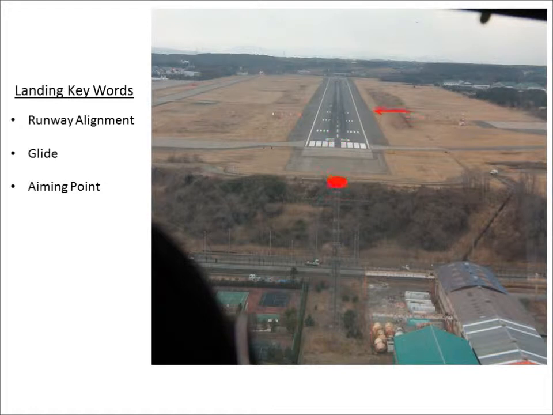If the aiming point moves up in the windshield, you will be landing before the aiming point and you will need to add power to lengthen the glide. If the aiming point moves down in the windshield, you will be landing beyond the aiming point and you will need to reduce power to shorten the glide. If the aiming point is kept in the center of the windshield, you should arrive at a height of 10 to 20 feet above the aiming point.